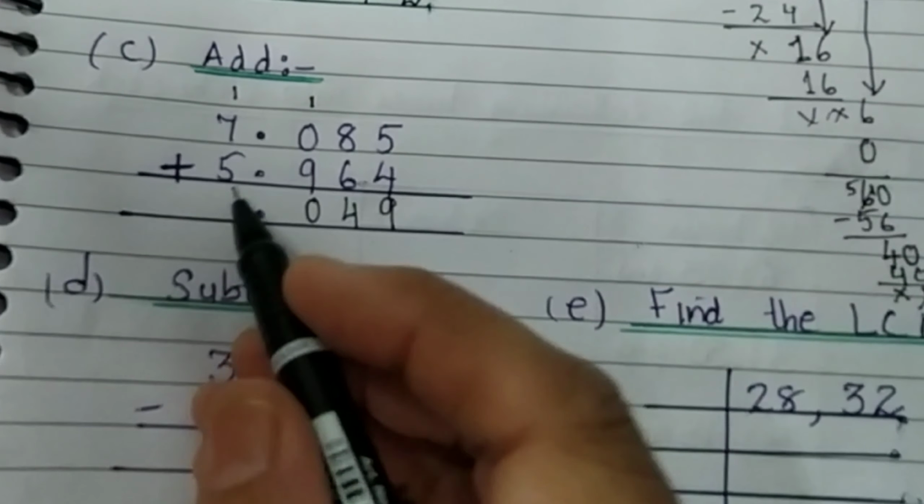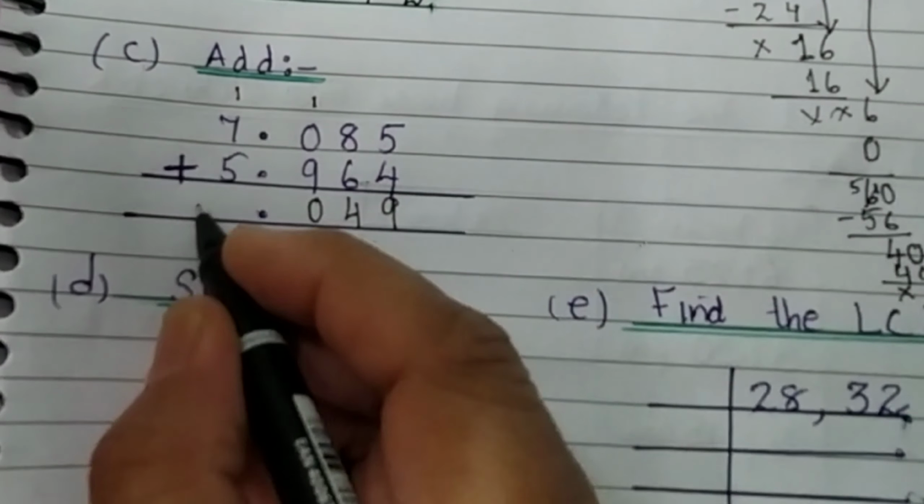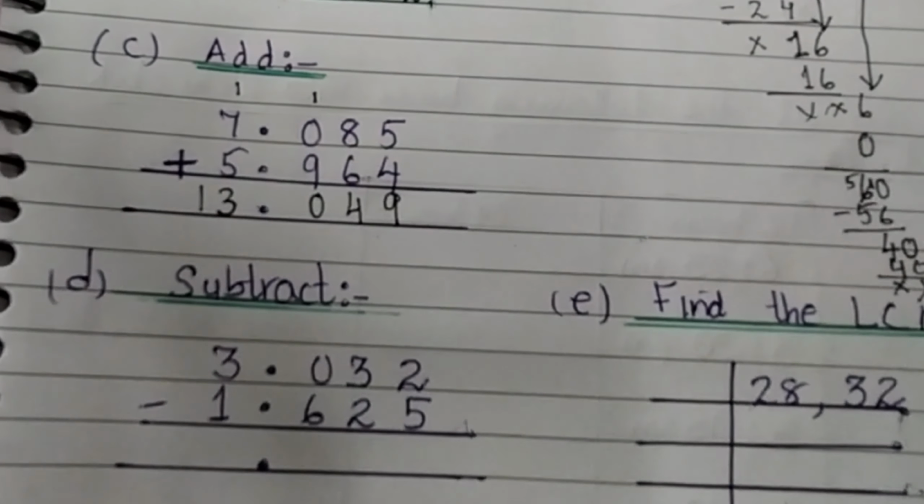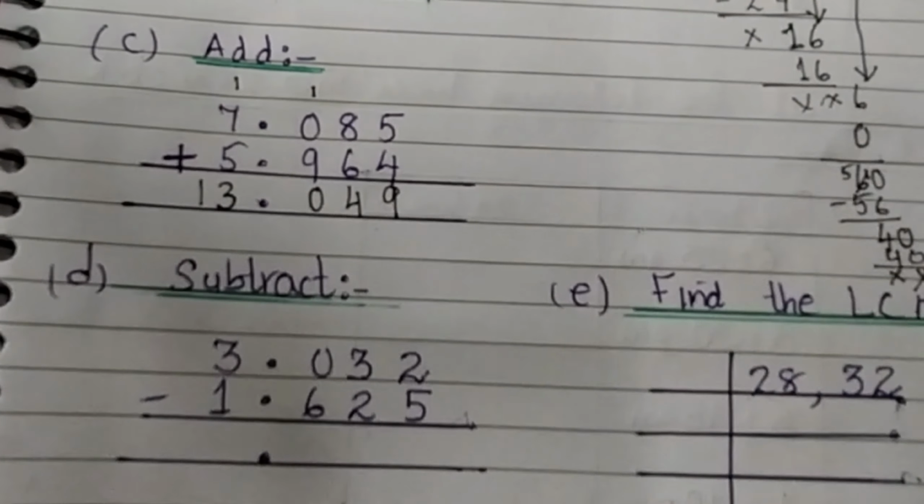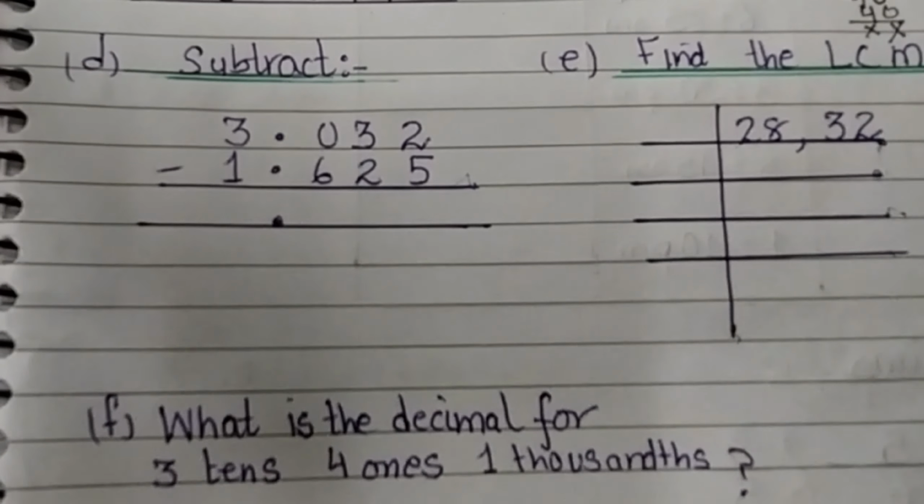7 plus 5 is giving us what, children? 8, 9, 10, 11, 12, and a 1 here, 13. Okay, so we have got 13.049. I hope you've all got this answer. In case you're going wrong, you can correct it. Moving on to the subtraction sum.